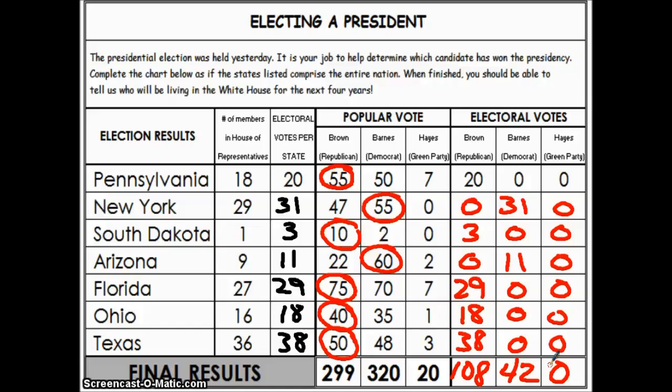Now, in real life, you need 270 electoral votes. That's the majority of electoral votes in a presidential race. But we're just going to take the most here to determine the winner. And so we'd say that Brown won the presidency.